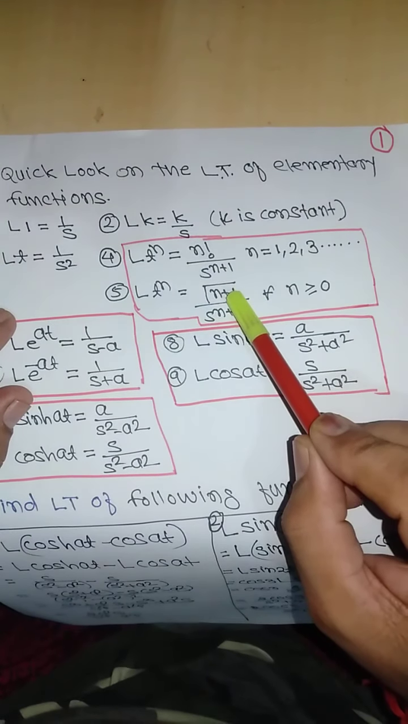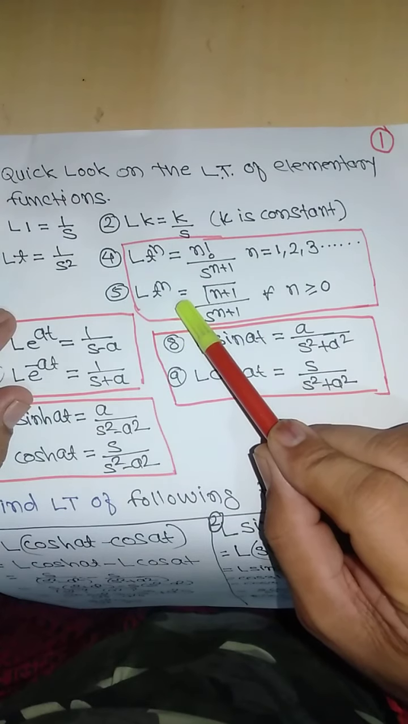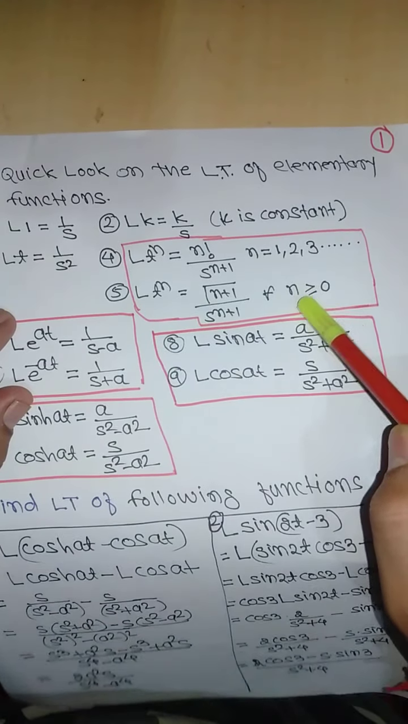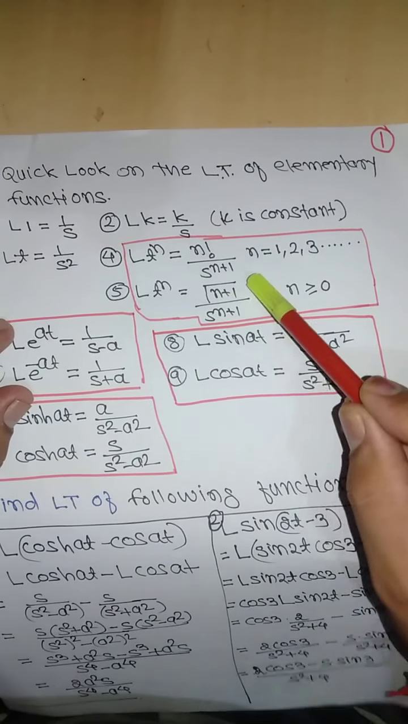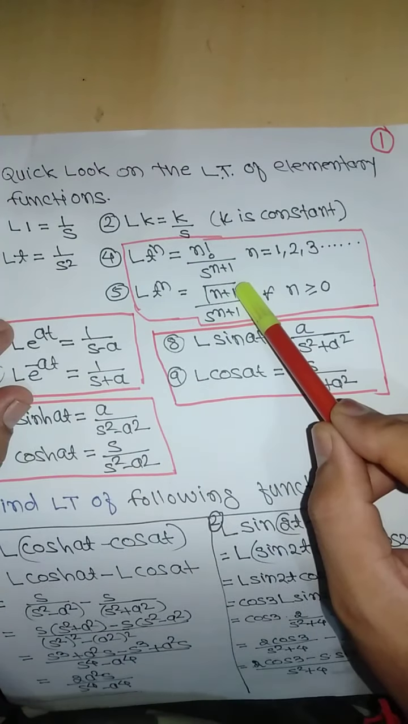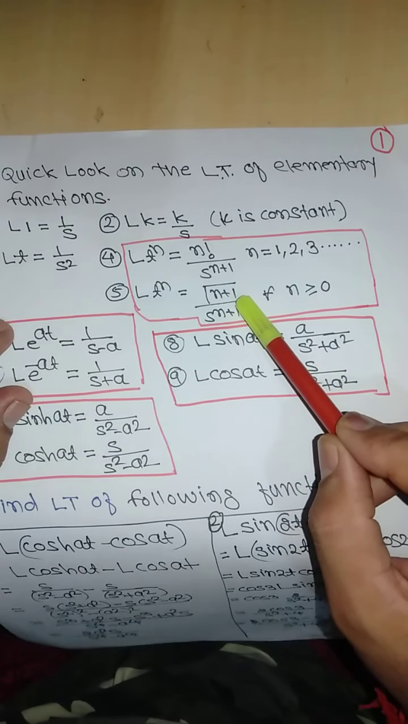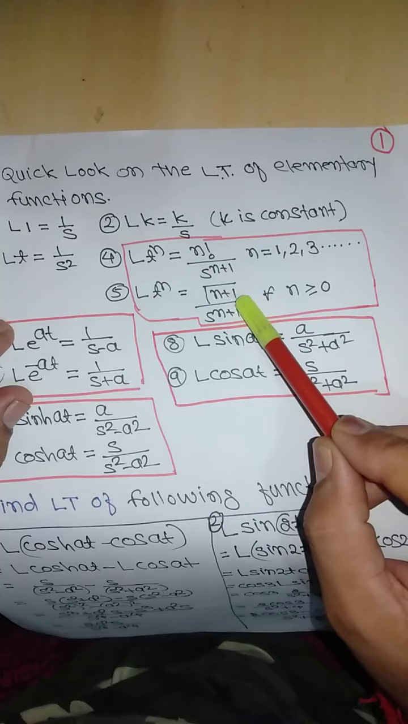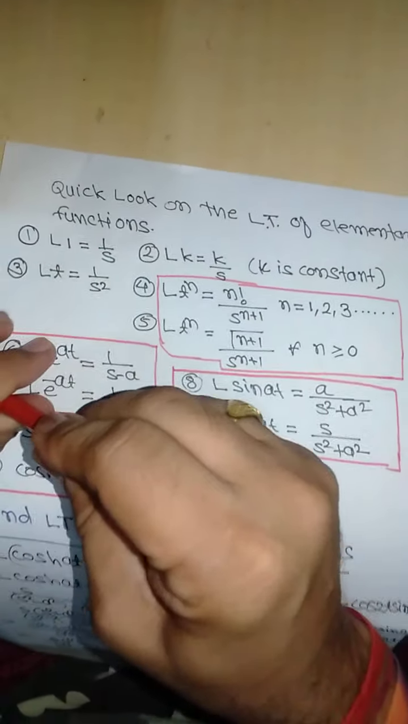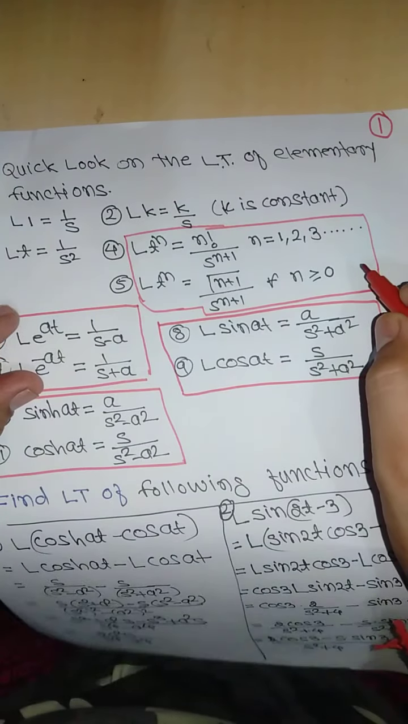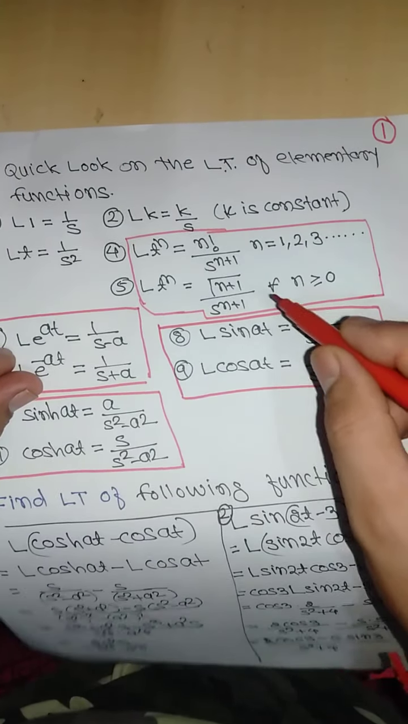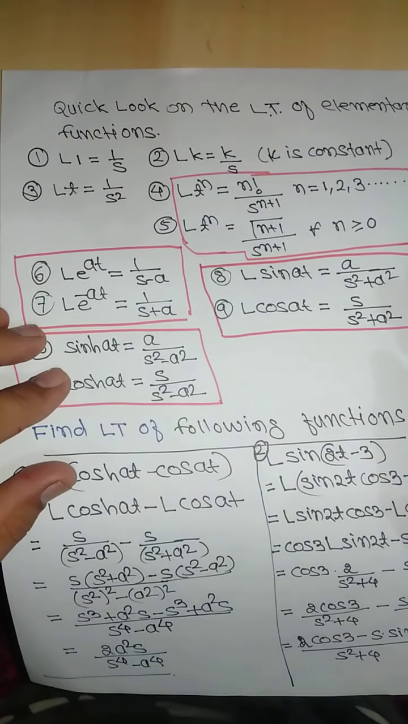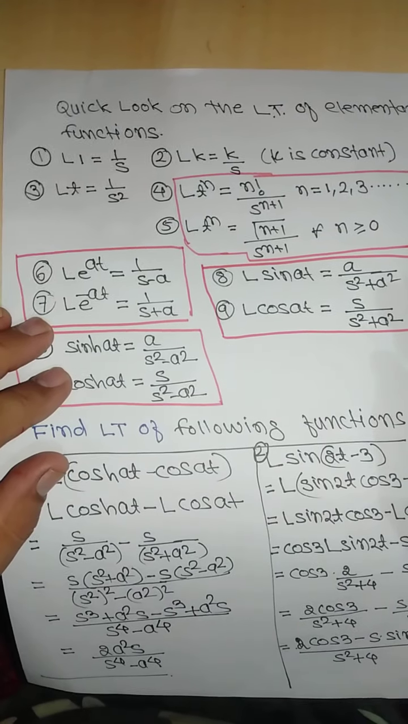In the same way, there is another form in terms of the gamma function. Laplace transform of t to the power n is equal to gamma of n plus 1 upon s to the power n plus 1, for any value of n greater than or equal to 0. This gamma function form can be used for any value of n greater than or equal to 0. I mean that if n is a rational number, not necessarily an integer, for example n equal to 1 by 2 or 2 by 3, then use this gamma function format.